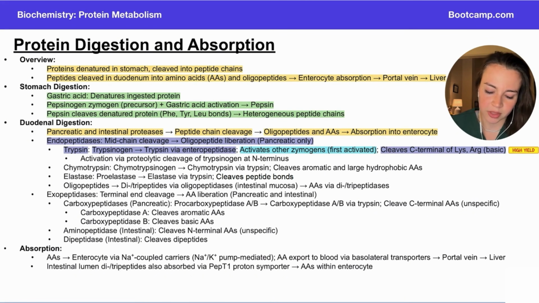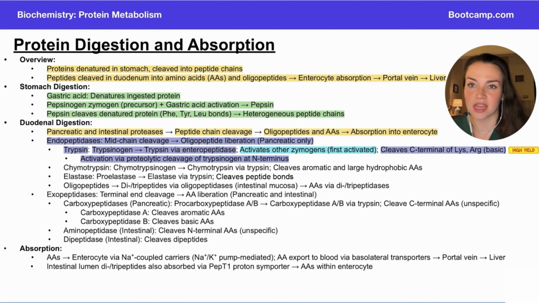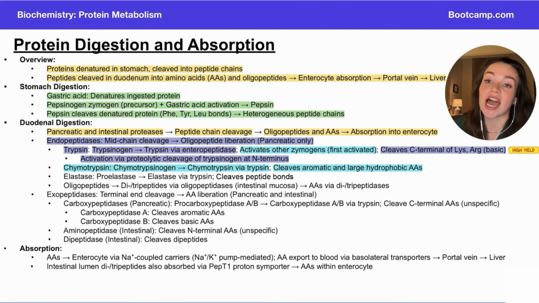And then we just have a little note below that's saying that enteropeptidase activates trypsinogen into trypsin via proteolytic cleavage of that trypsinogen at the N-terminus. So now let's talk about some of those other endopeptidases that trypsin can go and activate. The first one is chymotrypsin. So chymotrypsinogen will be activated into chymotrypsin by trypsin. But once we have active chymotrypsin, the job of chymotrypsin is to cleave aromatic and large hydrophobic amino acids. And you can go back to the last video, our introduction to amino acids, if you need a refresher on what some examples of those might be. Another endopeptidase activated by trypsin is elastase.